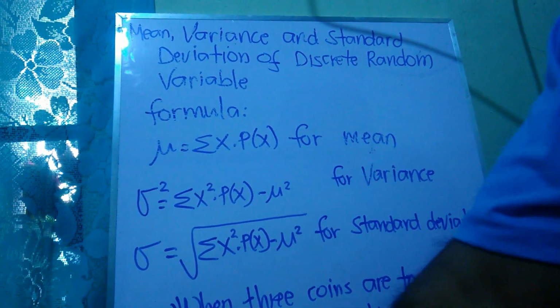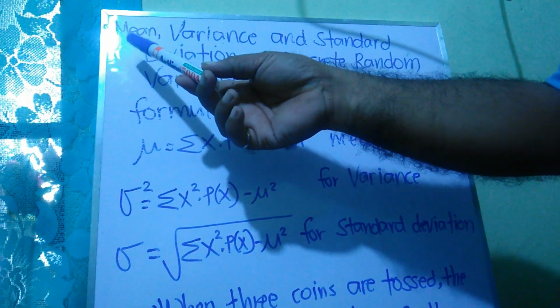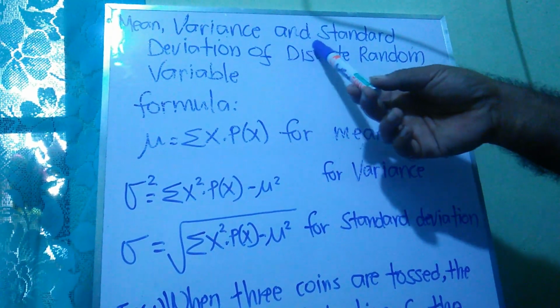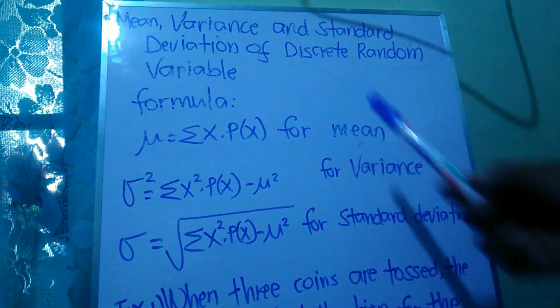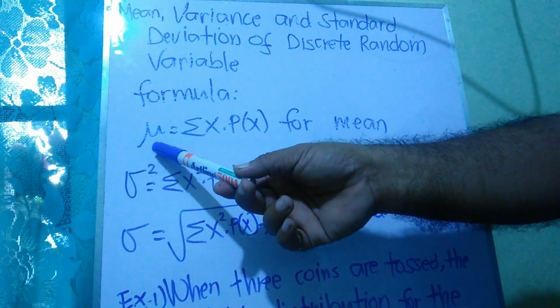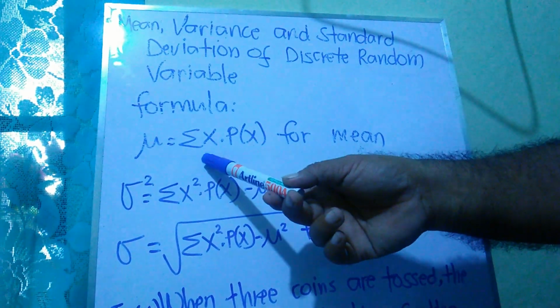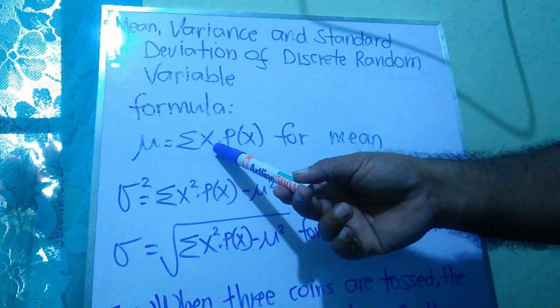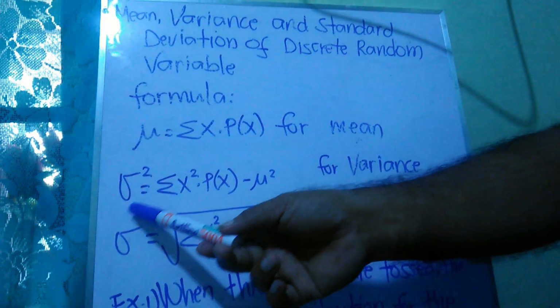Okay, good day, viewers. So, our topic this day is mean, variance, and standard deviation of a discrete random variable. We have a formula for the mean. Mean, or mu, is the summation of x times the probability of x. And that is the formula of the mean.